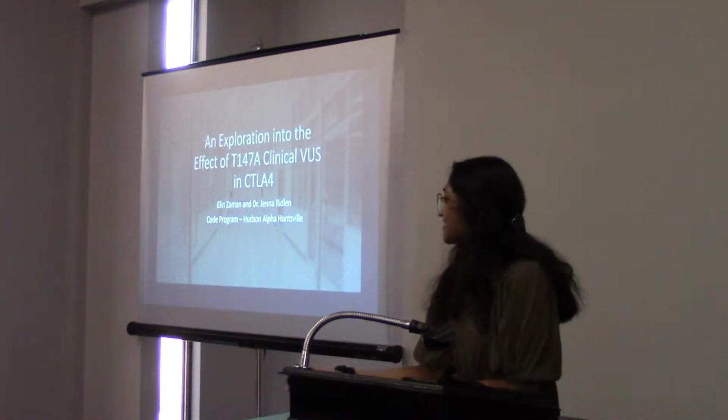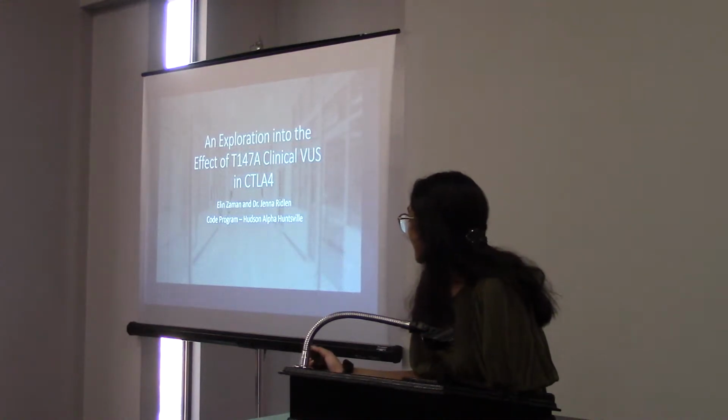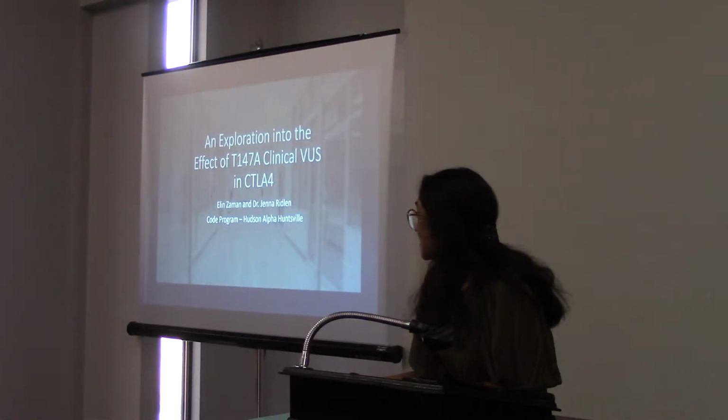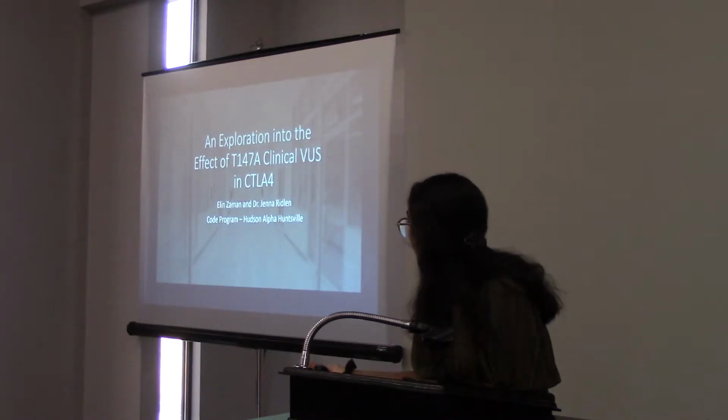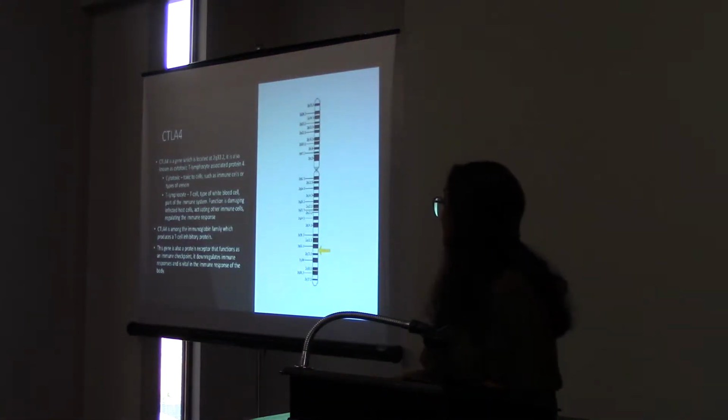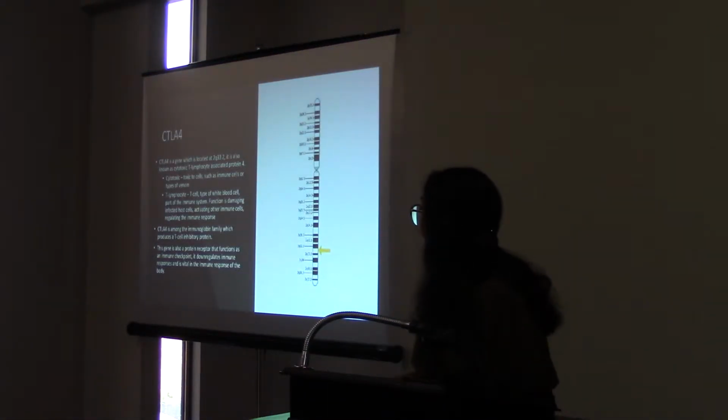Hi, my name is Elin Zaman, and I've been conducting research on an exploration into the effect of the T147A clinical VUS in CTLA4 with Dr. Rivlin, as well as the CODE program with HudsonAlpha Huntsville. CTLA4 is a gene located on chromosome 2 on the q arm at position 33.2. It is also known as cytotoxic T lymphocyte-associated protein 4.